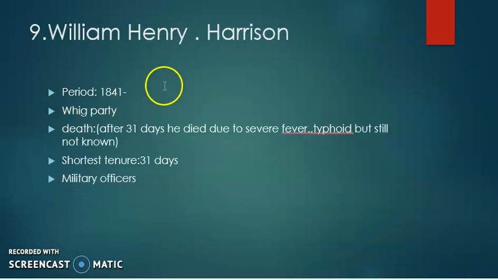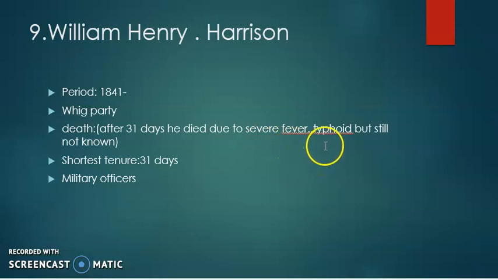William Henry Harrison is the ninth president of USA, and he ruled the country for a few days. He took charge as president in 1841, and he was from the Whig Party, and he died 31 days after taking charge of his presidency, due to severe fever.